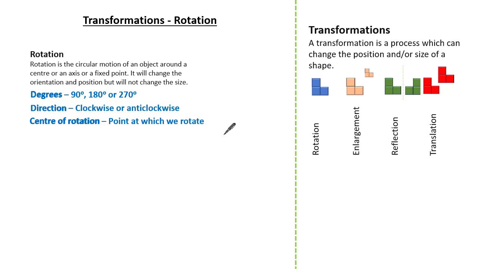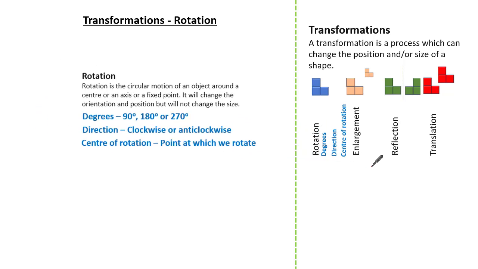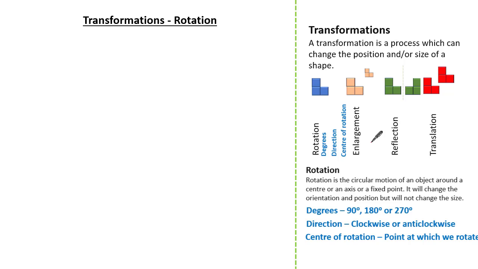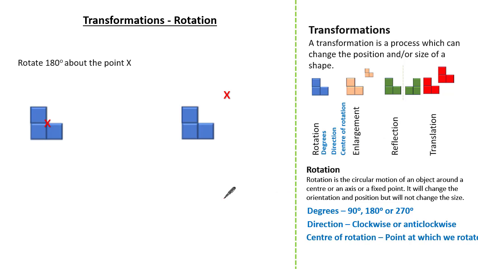So now we know the basics of rotation, and we know the 3 key elements associated with rotation. So let's look at the center of rotation. So why is it so important? Well, if we look at these 2 shapes, which are congruent or identical, we will be rotating 180 degrees, a half turn, about point X in a clockwise direction.